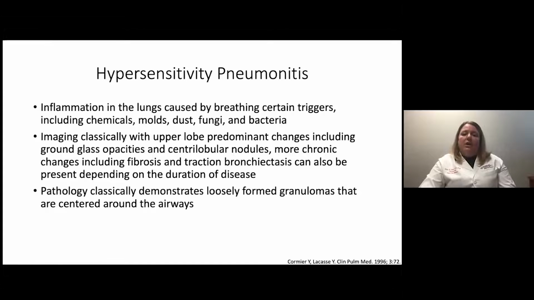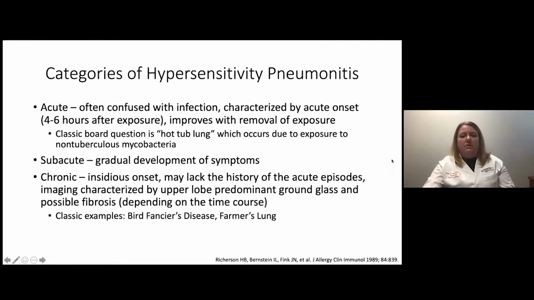When we biopsy these patients, and this is one thing where it is different from sarcoidosis, classically, you'll see what are called loosely formed granulomas. So there'll be granulomas, but they're less organized than that in sarcoidosis, which I have some examples of coming up in the talk. And these granulomas are also centered around the airways, because as you think about it, as we're inhaling things that are causing this inflammation in our lungs, the inflammation will happen right around where the particles are deposited, which is right near the airway.